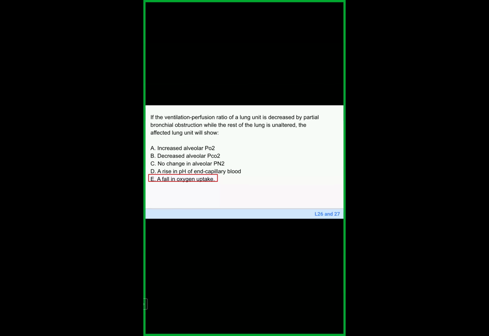D, a rise in pH of end capillary blood. There would actually be a reduction in pH of the end capillary blood because of the increased PCO2 that's coming out from the tissues. Because there's more carbon dioxide coming from tissue metabolism into the capillary, at the end of the capillary the CO2 causes a decrease in the pH because of the increase in hydrogen ions. You have to remember that CO2 causes an increase in hydrogen ions, and if there's more hydrogen, there is a decrease in pH. So I hope that makes sense.